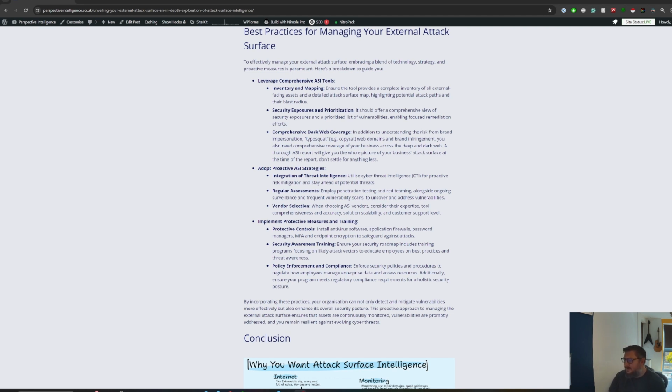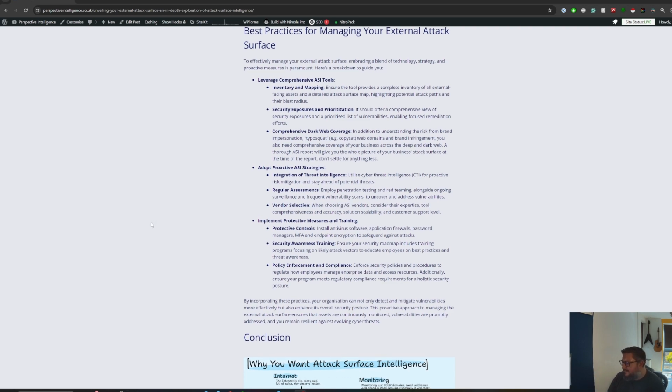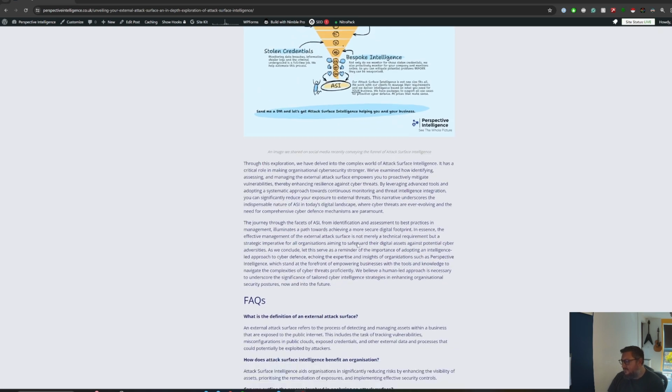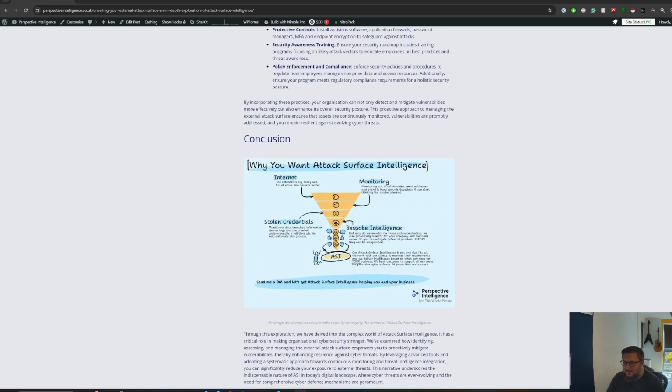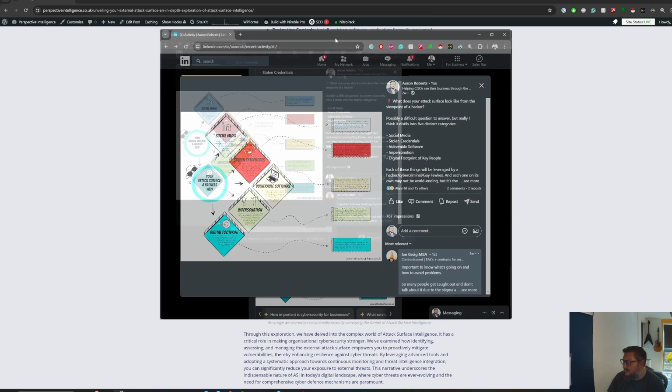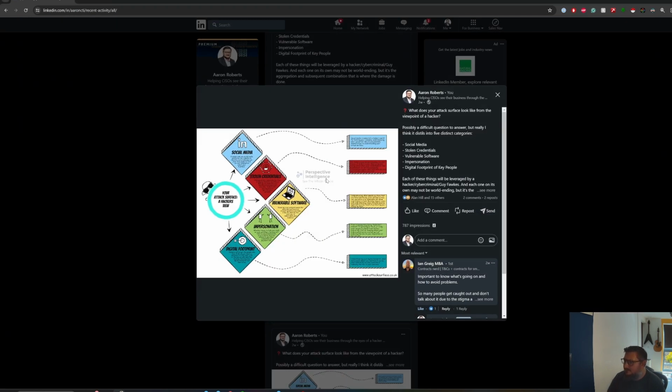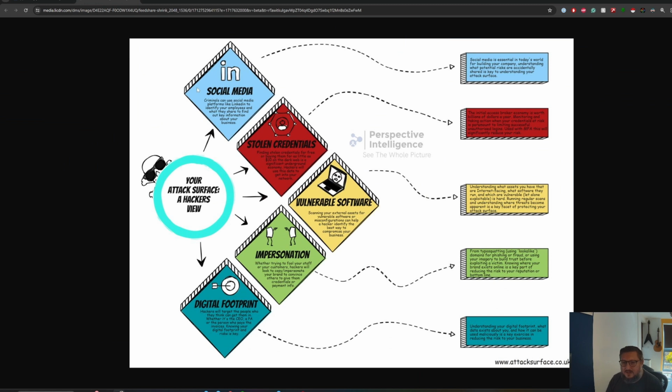And then finally, it's all around implementing protective measures and controls, right? So taking what we find, implementing some changes, and then being able to effectively verify that those changes are successful. And then in conclusion around what we've spoken about, I also want to show you this image that I posted on LinkedIn fairly recently. It's kind of like how a hacker would look at a business, and you'll see here it's a lot along the same lines of what I've just talked about.